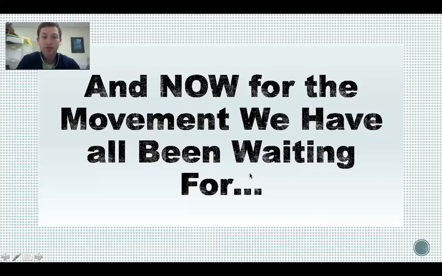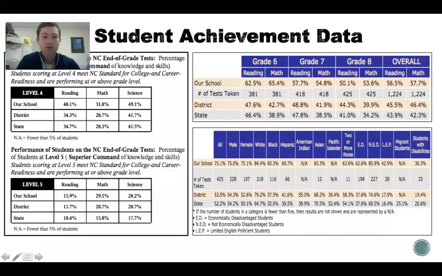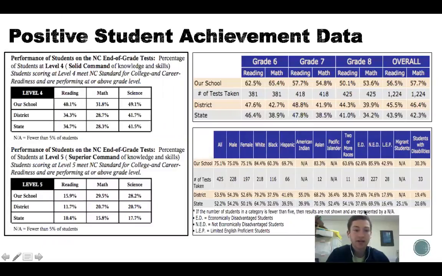Now for the moment that we've been waiting for, what it all comes down to, student learning and student achievement data. This is just data that we've gained from the school report card. Reading, math, and science all over district ratings here, and state. We love to see that. This is for a level 4. Level 5 on the end of grades, we would like to see higher percentage, but we were happy to see that's over the district and the state average.